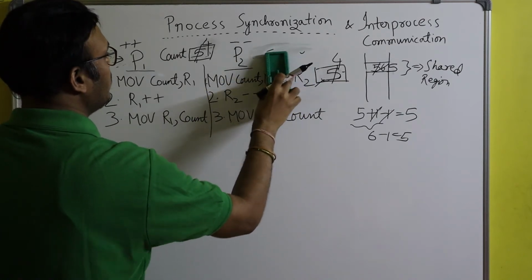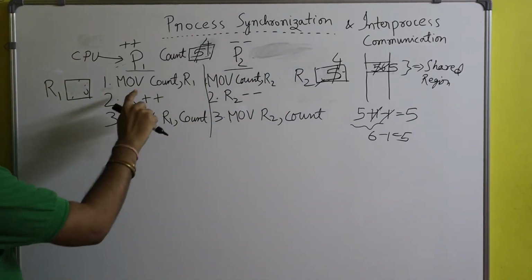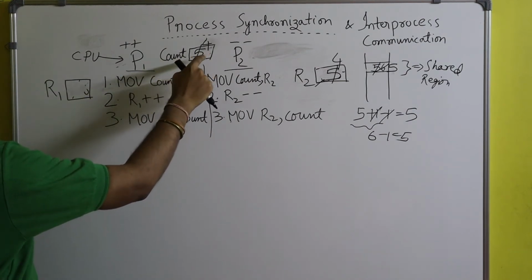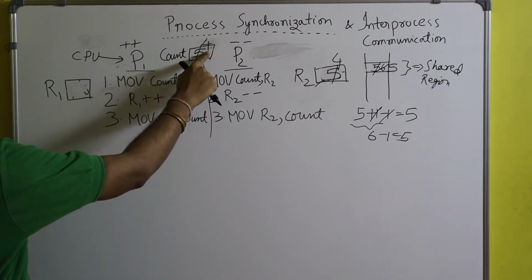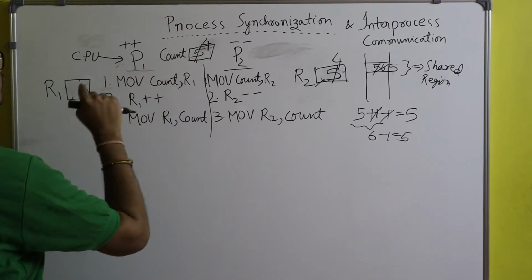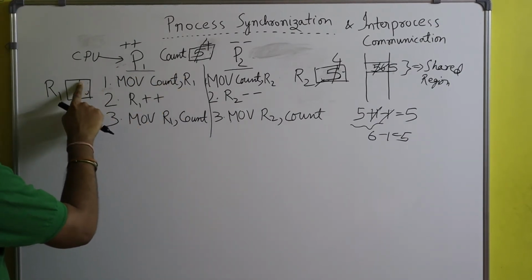So what will process P1 do? See here: move count comma R1. Process P1 will first read the value of count, and it finds that the value is 4. It will move the value of count to R1, so R1 will contain 4.